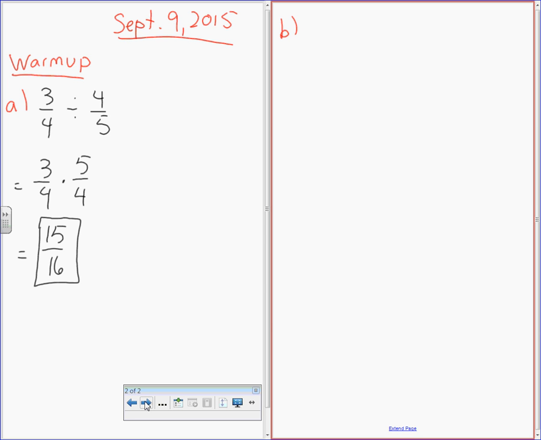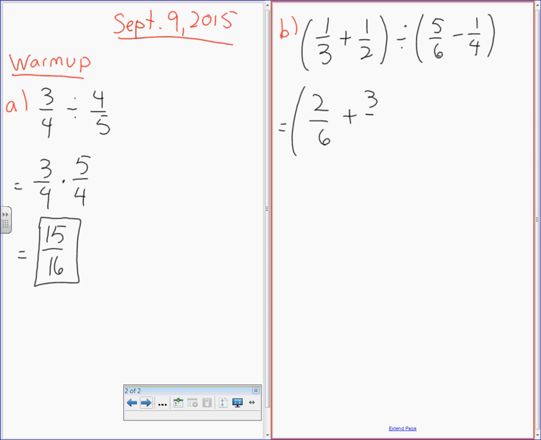All right, Noah, 1/3 plus 1/2 divided by 5/6 minus 1/4. All right, Noah, what do I do with this one, please? Yeah, you could have probably done a different LCD, but that's fine. We can use that. I can live with that.